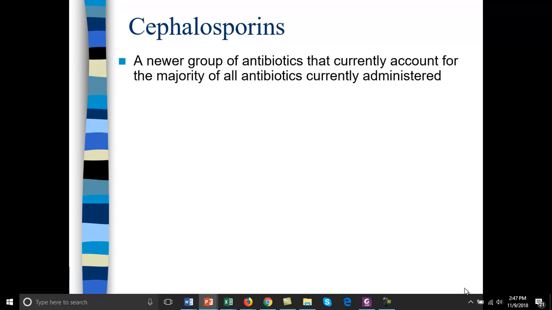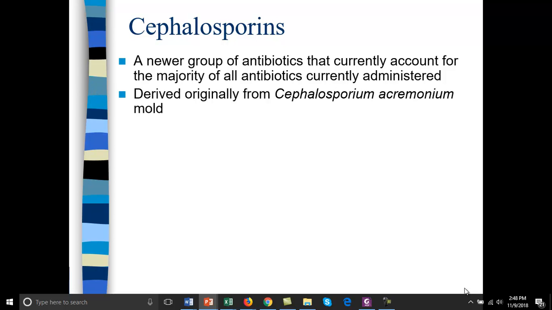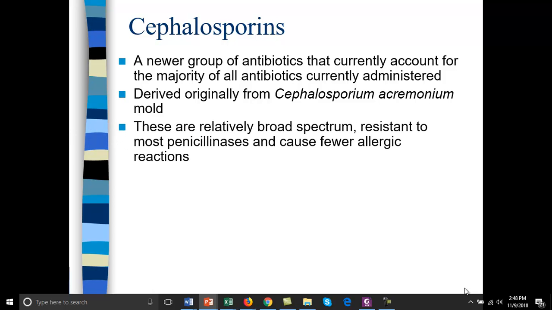Cephalosporins also target cell walls, and these account for probably the majority of the antibiotics that are being administered today. These come from a mold called Cephalosporium acremonium, and they are relatively broad spectrum, and they cause fewer allergic reactions. They're resistant to most penicillinases, so they can't be broken down by penicillinase activity.